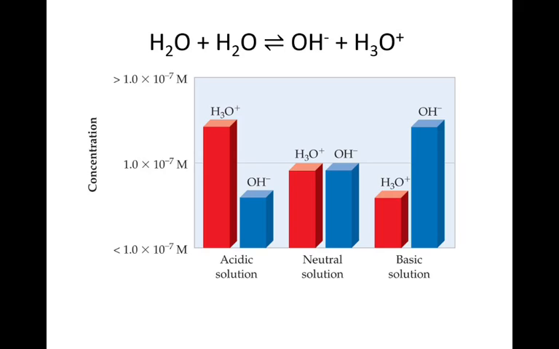And so we define that combination where we have 1 times 10 to the minus 7 molar of each of the H3O+ and OH- as a neutral solution. If our solution has more H3O+ because we've added H3O+ from some other source, then it would be acidic. If the solution has more OH-, it would be basic. But in any case, at equilibrium, the product of H3O+ and OH- will always equal 1 times 10 to the minus 14 at 25 degrees C.